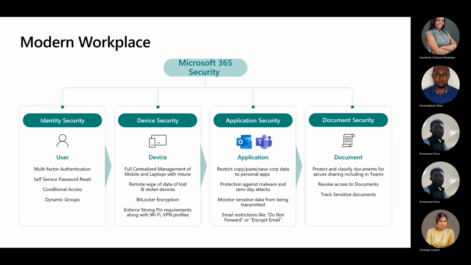So when we look at the modern workplace, we have identity and security, device security, application security, and then document security. In Microsoft 365 security, you are empowered to provide four layers of security: identity, device, applications, and document security. And with the identity security embedded in this solution, you are able to ensure that at every point in time, the right users have access to the right resources within your organization.